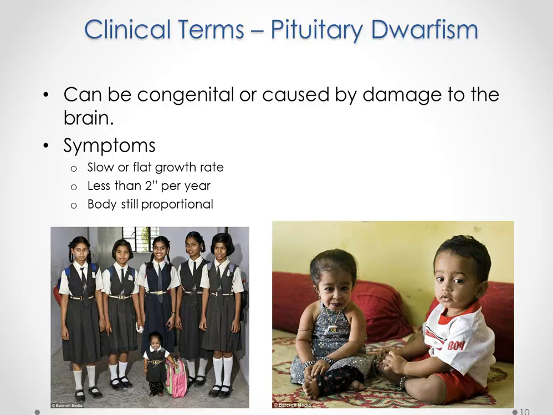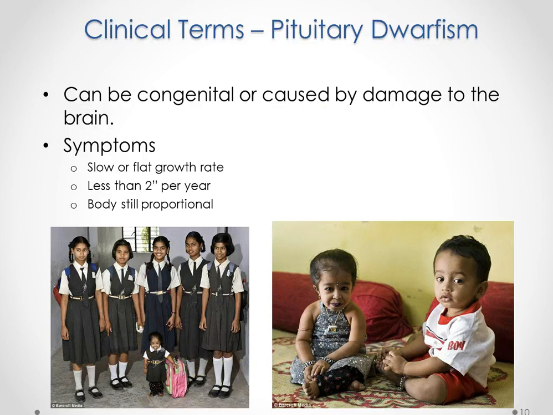Some of the symptoms you're going to see with an individual with pituitary dwarfism is a slow or flat growth rate. This would be less than 2 inches a year. But the proportions of the individual will be normal. The body will still be proportional to each other. The arms will be proportional to the trunk of the body. It's just the individual will have a shorter stature.